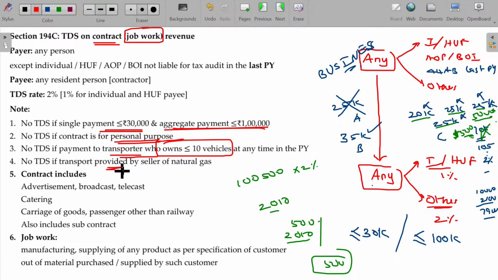No TDS if the transport is provided by a seller of natural gas. If the transporter is providing natural gas and you are making any payment to him, TDS is not applicable. The contract may include not only vehicles but some other things also, like advertisement, broadcast, telecast, catering, carriage of goods and passengers other than by railway, and also subcontract. All these fall into this case. Not only that, job work, which may be manufacturing or supplying any product as per the specification of the customer out of material purchased from the customer, also falls under the job work case. Is that clear? Hope you are now able to understand.